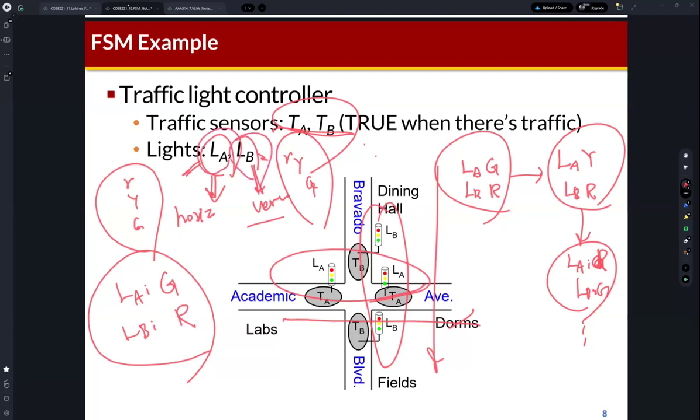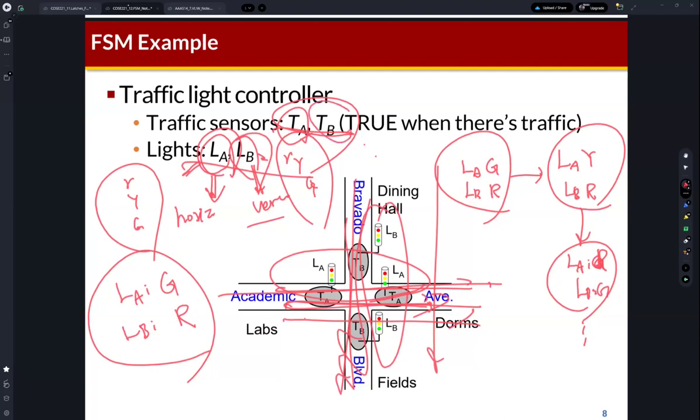So we can define the output. Outputs are the lights of this traffic light. And then what is the input? Let us assume that these traffic lights are controlled by vertical traffic and horizontal traffic, and that the road has traffic sensors. If traffic is detected for the horizontal road, it is detected by TA, a traffic sensor, and the vertical traffic is detected by TB.